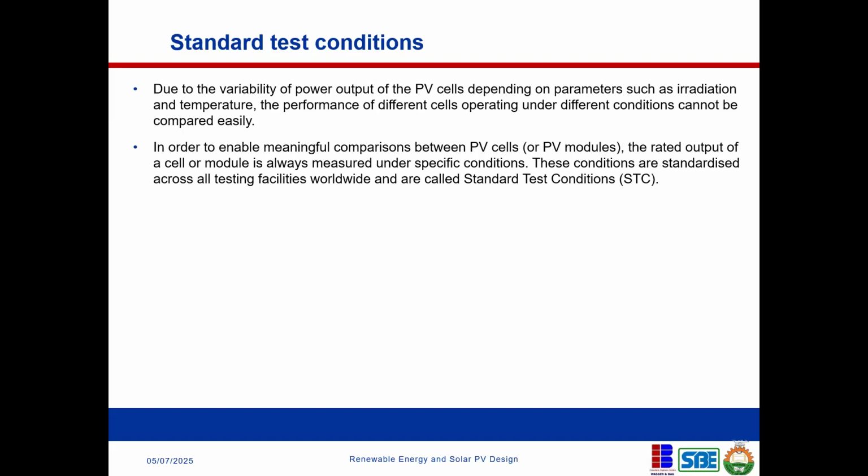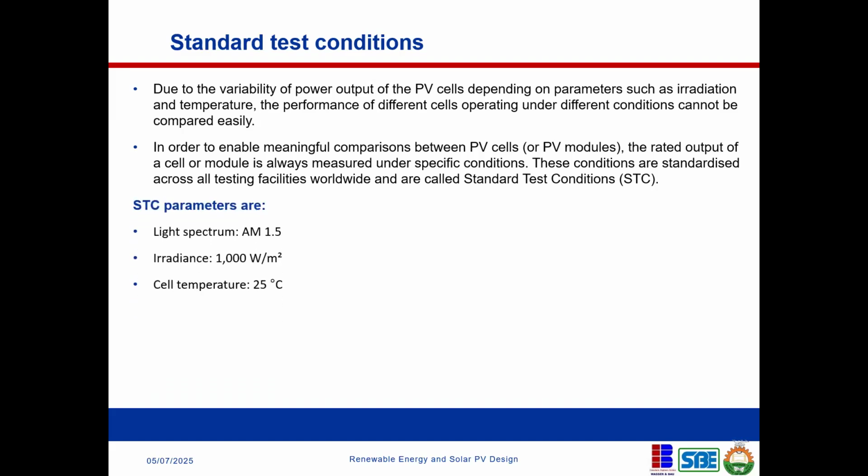The temperature, the irradiance, they are all different. So you might not be able to compare them. So if that is the case, then at what condition are the solar panels giving their ratings? In order to enable meaningful comparison between PV cells or PV modules, the rated output of the cells or modules is always measured under specific conditions. These conditions are standardized across all testing facilities across the world and are called standard test conditions.